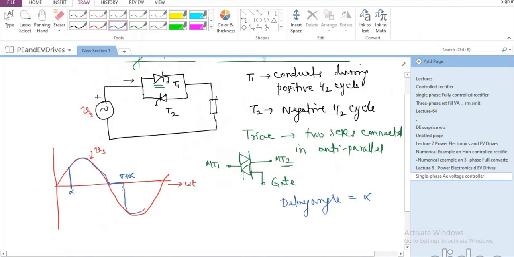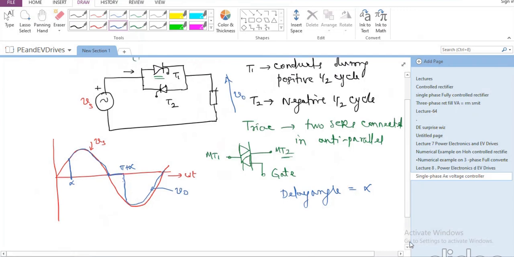And again, this is going to be my output voltage. So this is going to be V0. What I see as V0 is here across the load. So this is going to be V0. So if it is a resistive load, I can calculate from alpha until pi Vm square sine square omega t averaged over pi d omega t, square root of this. RMS we calculate like this.